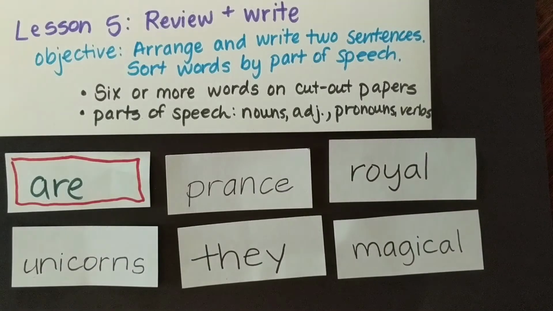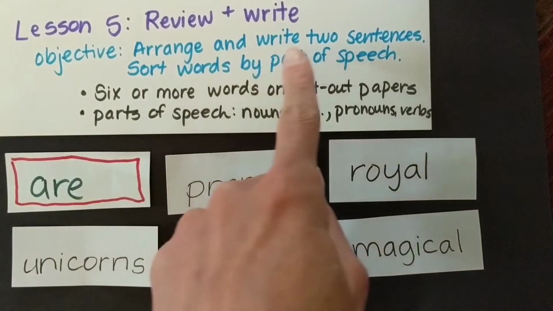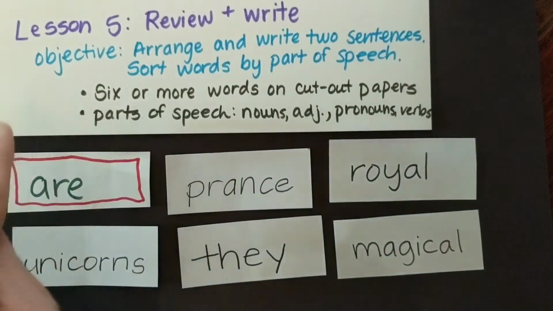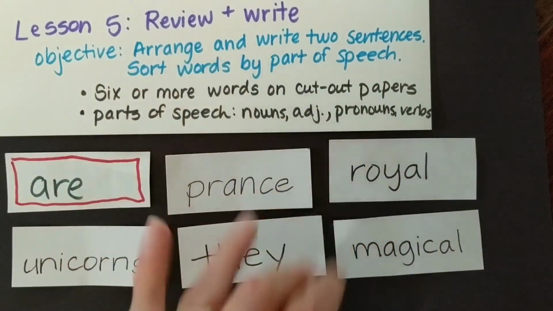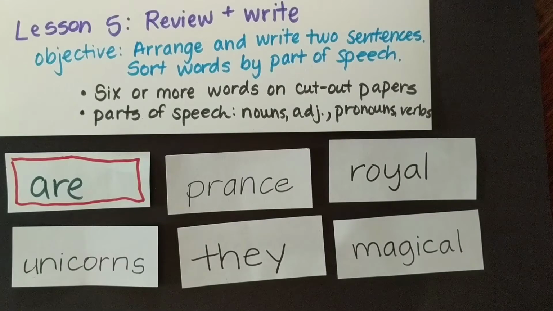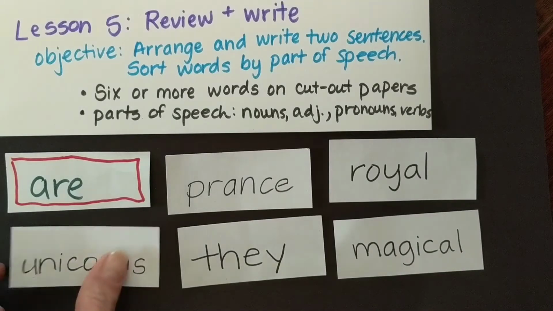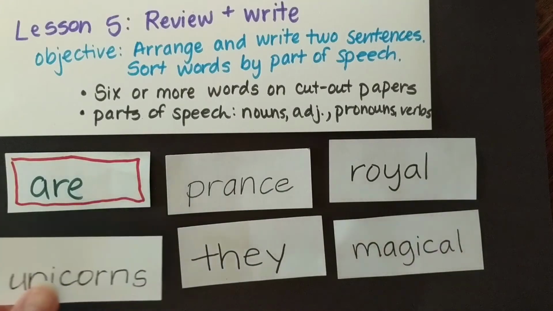For lesson 5, we're going to review and synthesize. We're going to put it together. And we're going to do that by arranging and writing 2 sentences and then sorting those words that we use by part of speech. To do this, we're going to need 6 or more cutout words.